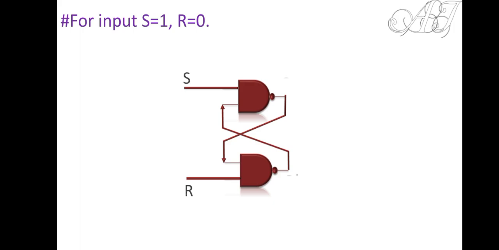Now let's observe the behavior of the circuit for 1 0. Again I have the same circuit, S R Q bar, S is 1 and R is 0. In this case I will start the operation from the second NAND gate. Why? Because one input of the second NAND gate is 0, so its output will become 1. I don't have to bother about the second input.